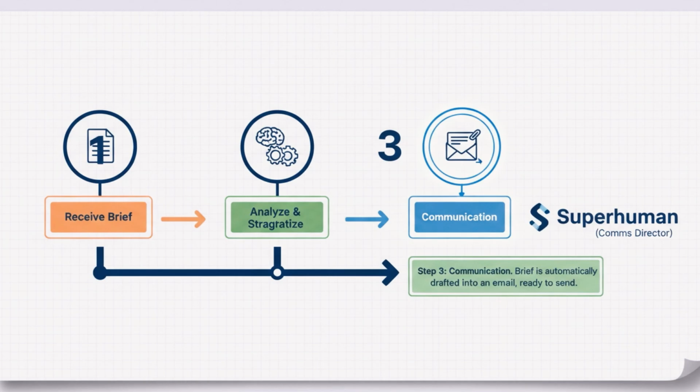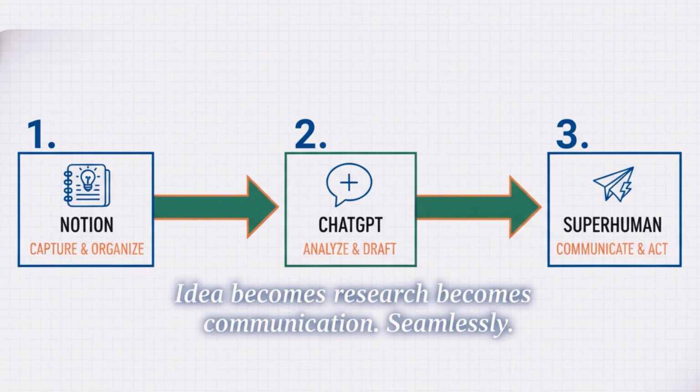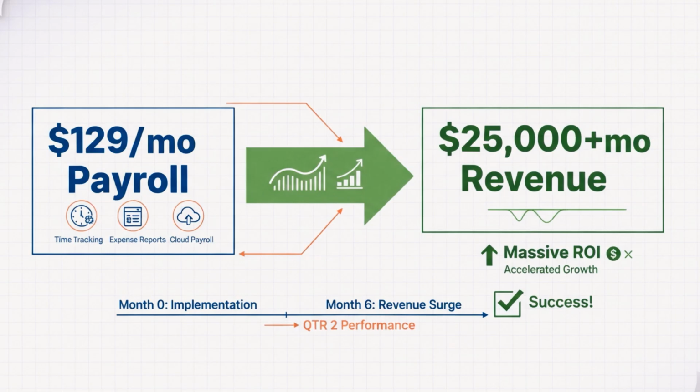The system automatically takes the key points from the ChatGPT brief, and a new draft email appears in Superhuman, my comms director. The subject is new video brief, the 3 AI employees, the research is attached, and the body of the email is already written for my editor. All I have to do is hit send. Idea becomes research, becomes communication. Seamlessly. That's the system. That's how a $129 payroll generates over $25,000 a month.